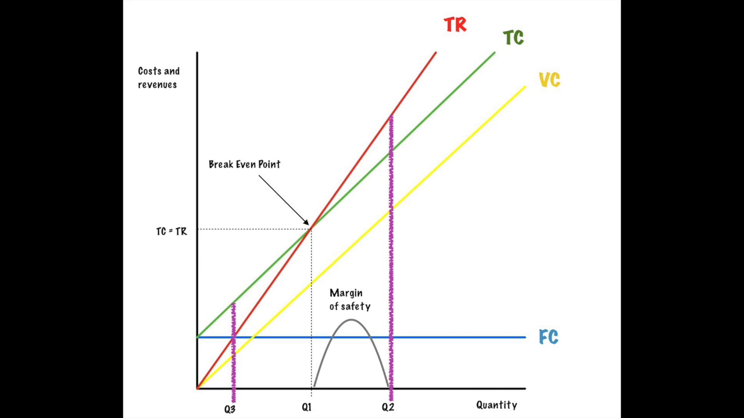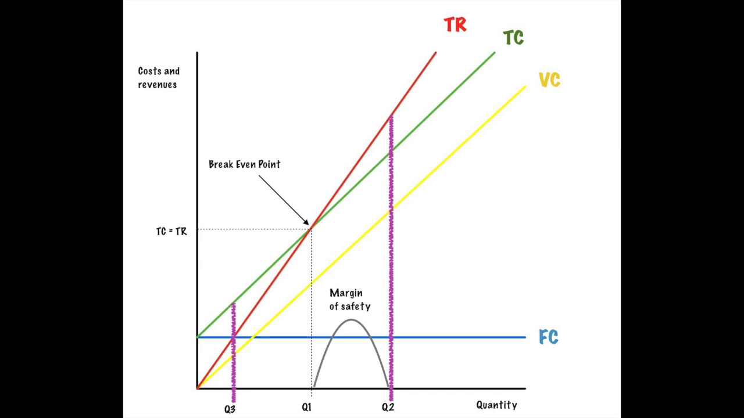The y-axis here is costs and revenues, and the x-axis here is quantity, also known as output. The four lines here are total revenue, which is the red line, total costs, which is the green line, variable costs, which is the yellow line, and fixed costs, which is the blue line. You can see the fixed costs do not rise and start above zero.